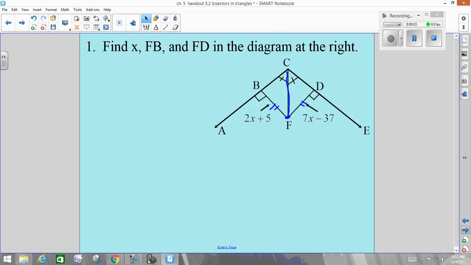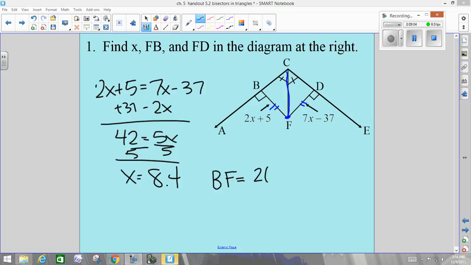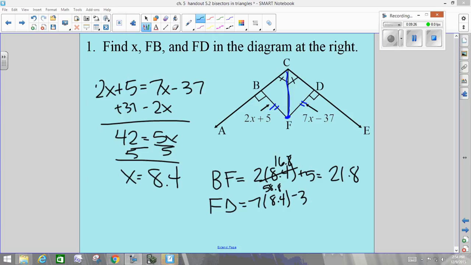All right. Solve it. Plug it in. What's 2 times 8.4? 16.8 plus 5. Good. Then you have to find the length of FD. How do you do that? Plug it in. What's 7 times 8.4? 58.8. Good job. Minus 37. 21.8. Isn't that what we wanted them to be equal?